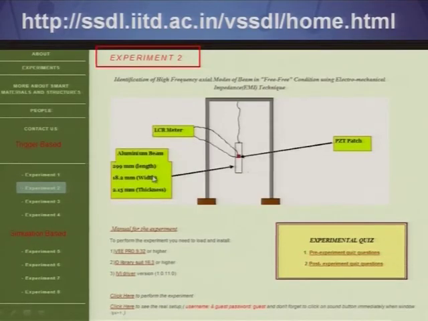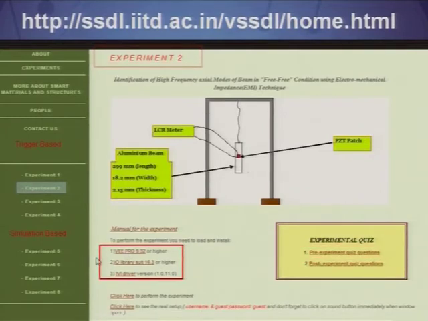Next is experiment number 2. In this experiment the aim is to identify the high frequency axial modes of this freely suspended beam. Again the user is expected to read the manual and perform the pre-experimental quiz.